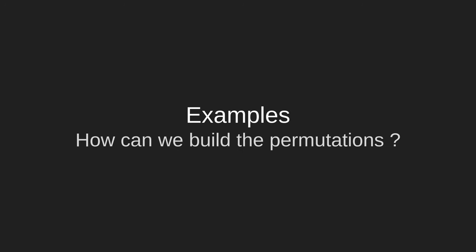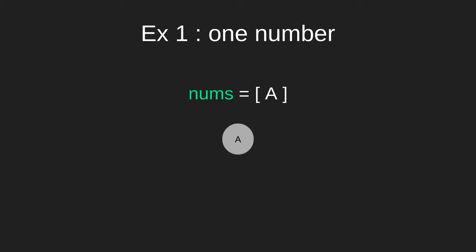And so how can we build the permutations? The best way to find out is to look at different examples. So let's start with one number, and let's say that this number is A.